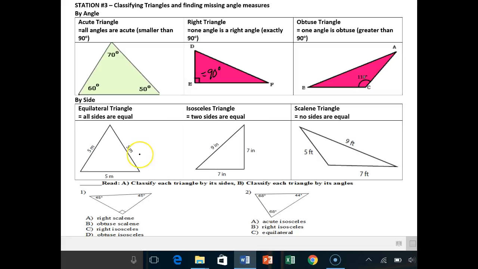And then sides. If all the sides are the same, it's called an equilateral, equal sides, right? If two sides are the same, it's called an isosceles triangle. We isolate that one side that's not the same. And if no sides are equal, it's called a scalene triangle.